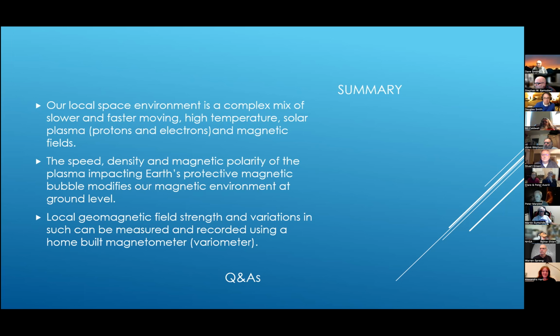So are there some questions from anyone about the presentation? I have one, Stephen, if I can. Please. Is there any variation when there's a solar eclipse that is visible from your local position on Earth?